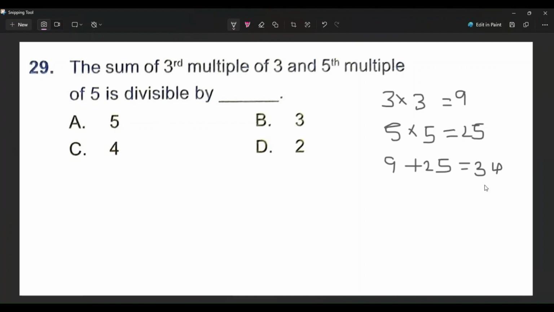So 34 is divisible by which? 5 will not be divisible in 34. 3, it will not be divisible. 4 will not be divisible. 2, yeah, 2 will divide 34. 2 ones are 2, 2 sevens are 14. So our answer is option D, 2 is the correct answer, children.